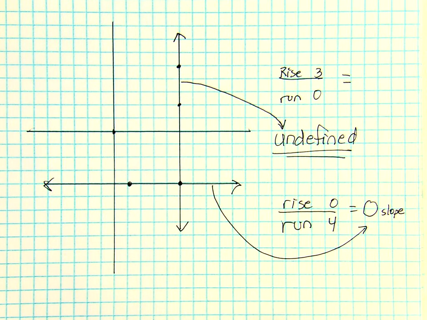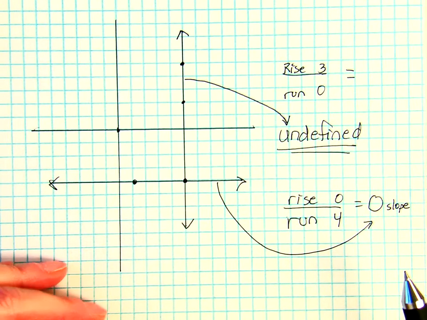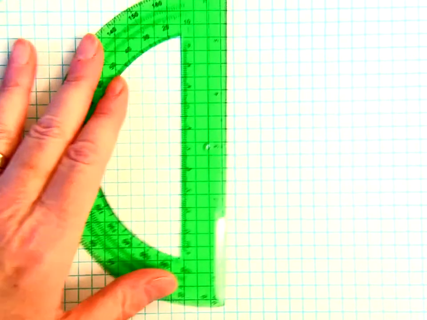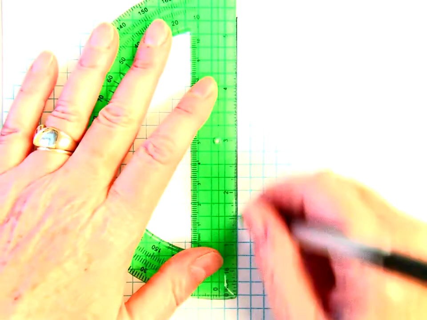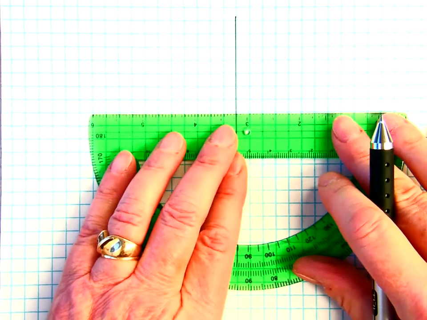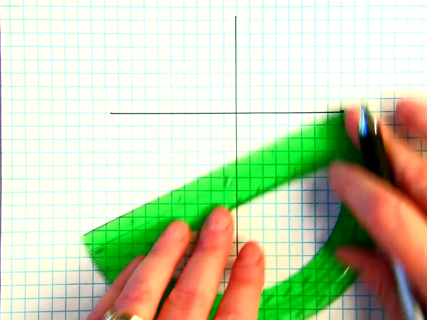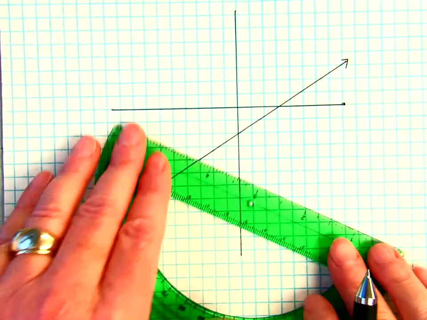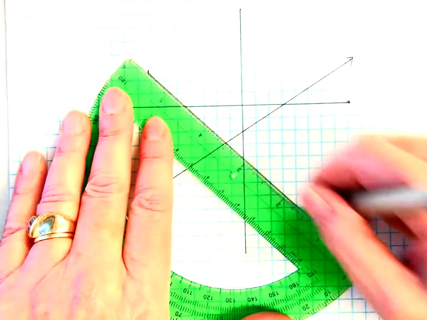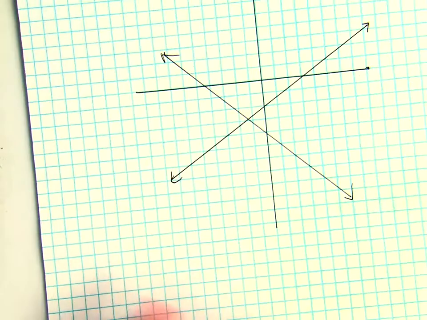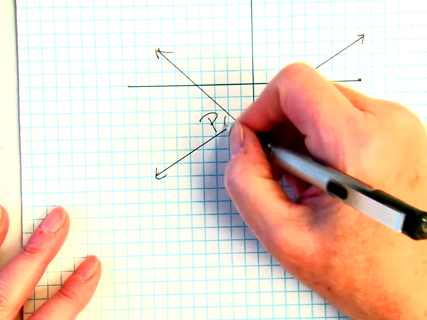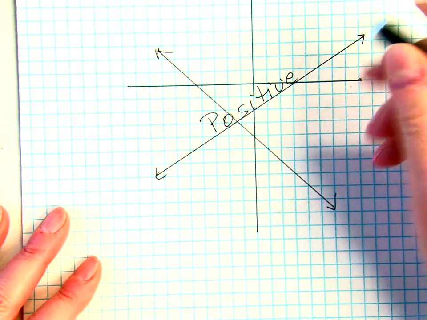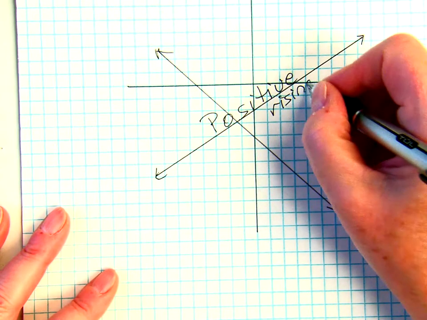Let's see, the last thing that I want to say is about our negative and positive lines. One more time, I just want to reiterate that when you have, here's one more coordinate plane, and just a couple more lines. This line and this line. This line is positive because it's rising left to right.